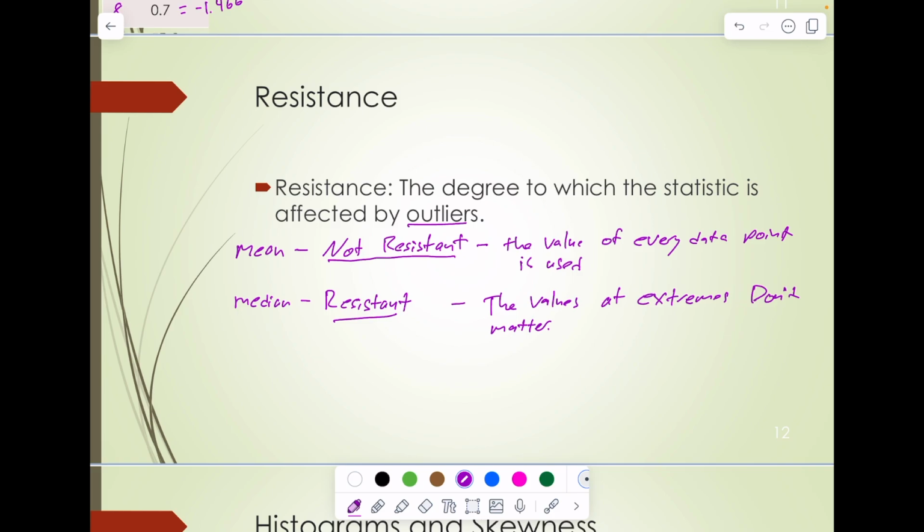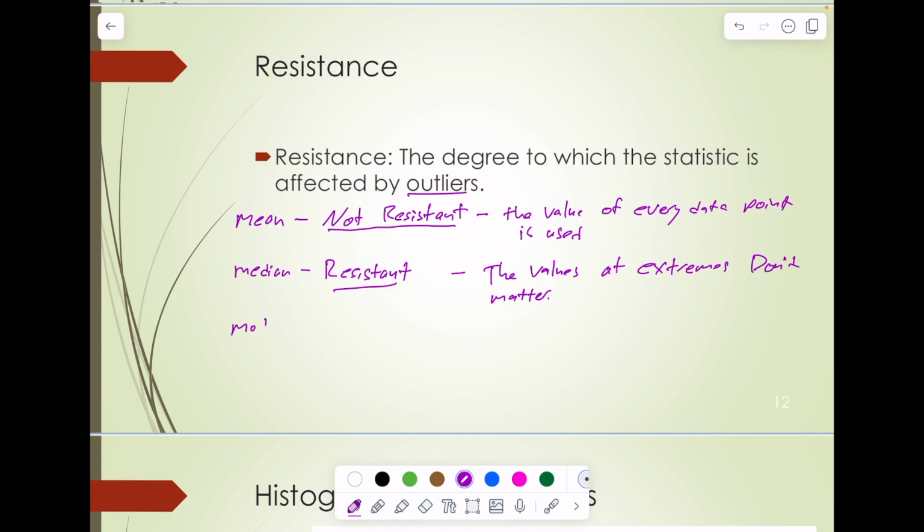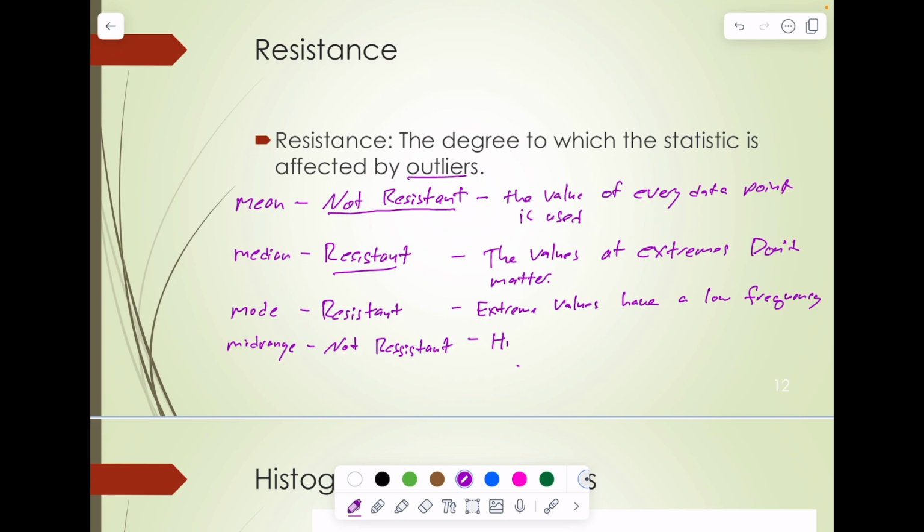So median is resistant. The mode is also resistant because these extreme values are not likely to appear with the most frequency. And so in general, those will not compromise the mode. Those will not change the mode at all. Next one is the mid-range, and this is definitely not resistant. It is highly affected by extremes.